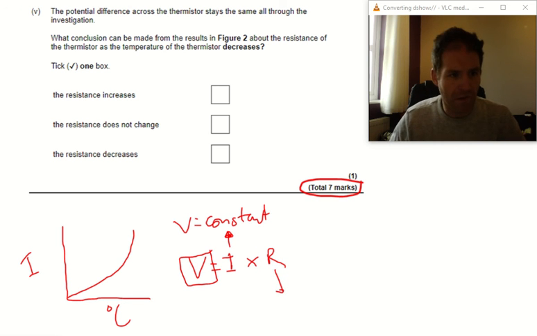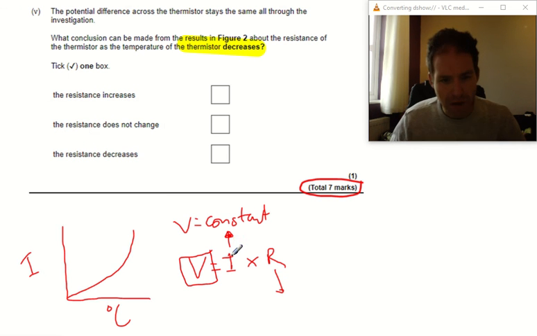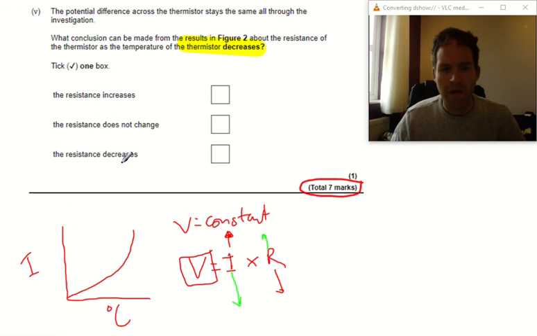However, if we look carefully, the question says what conclusion can be made about the resistance of the thermistor as the temperature of the thermistor decreases. So if we look in the opposite direction, conversely, if I goes up, R goes down. If V stays the same and I goes down, R must go up. So the answer here must be that because I is going down, the resistance increases.